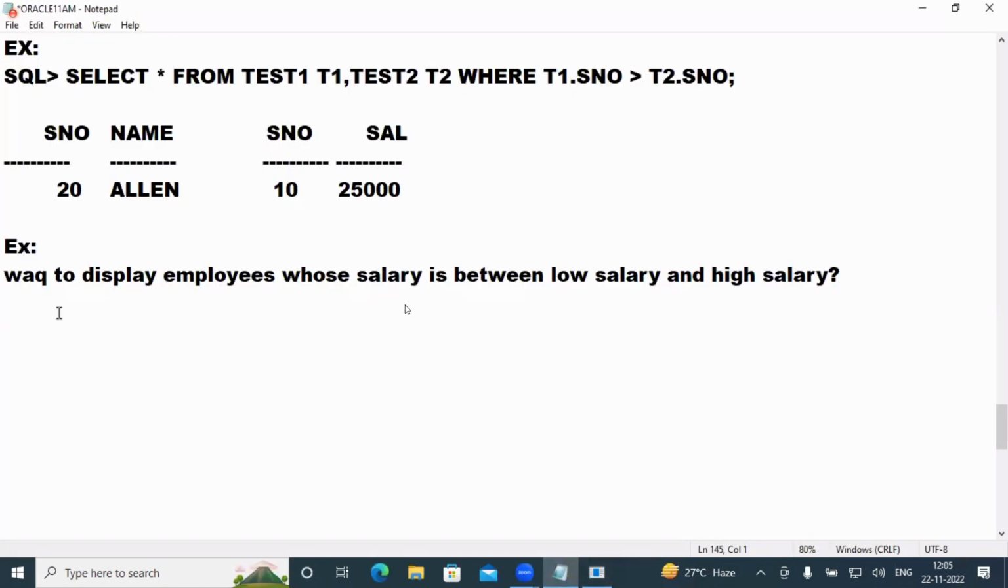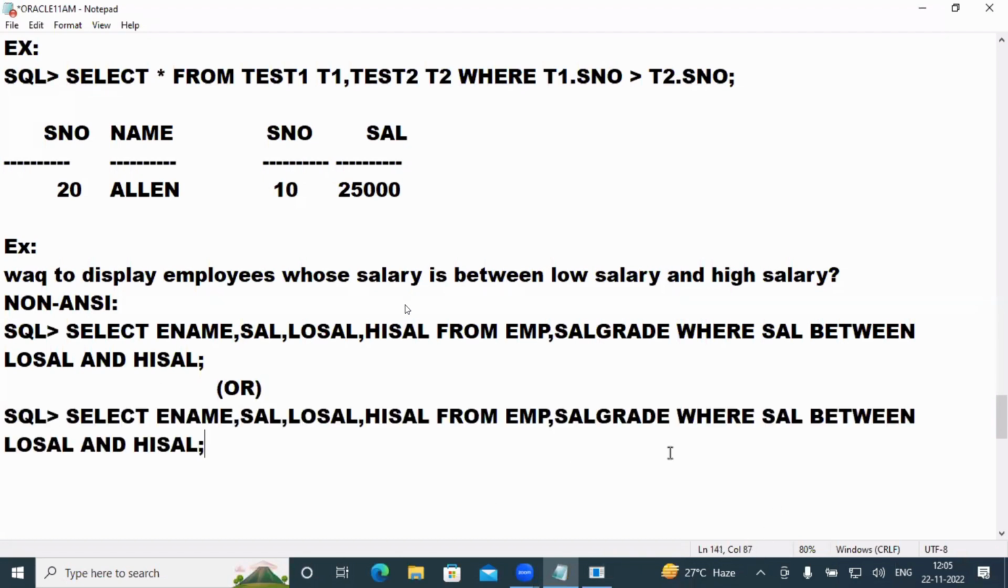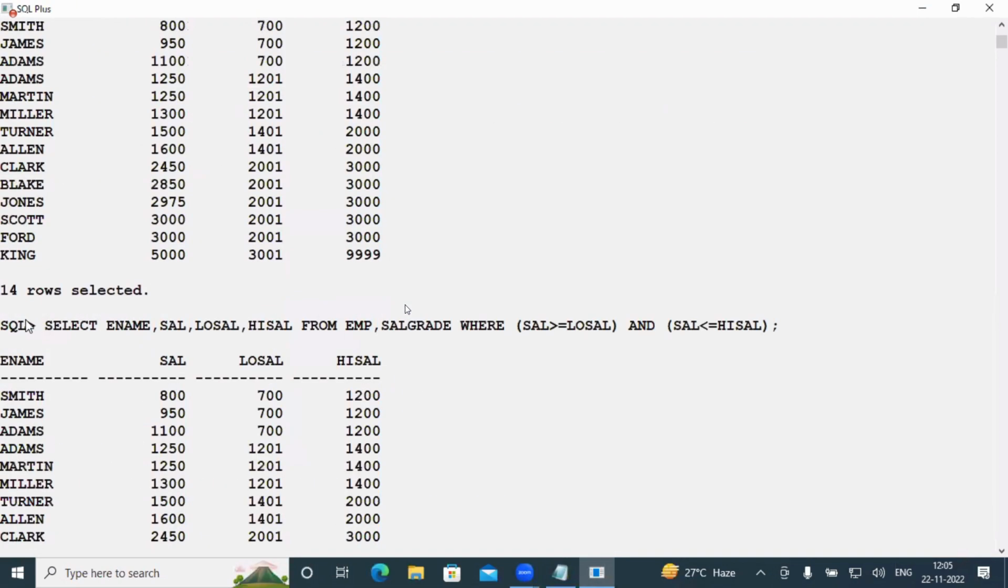I'm not using non-ANSI, either this one or else you can use the next one. What is the next one here? Either this or this.